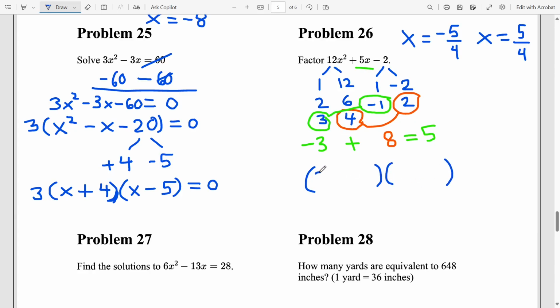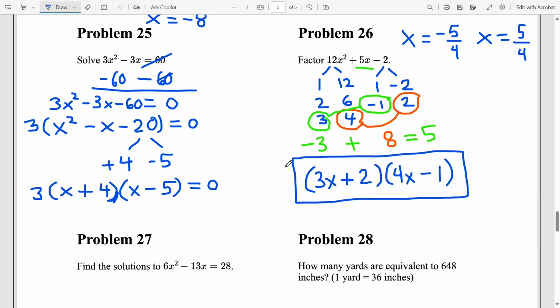So we're going to have 3x and 4x. Now I want the 4 to multiply by positive 2, so I have to put the positive 2 over here, because when we multiply the two binomials, the inner terms will multiply together. I also want the 3x to multiply by negative 1, so I have to put the negative 1 over here, because the outer terms will multiply together. And so my factored form is the quantity 3x plus 2 times the quantity 4x minus 1.